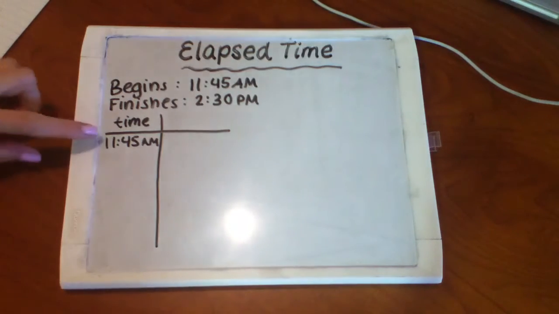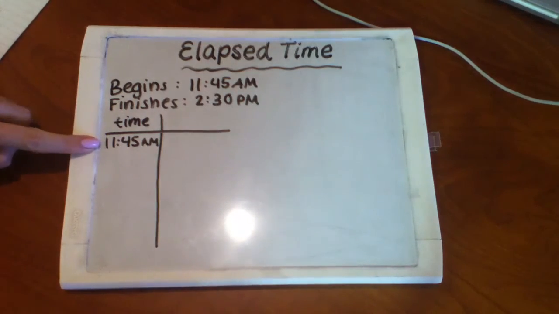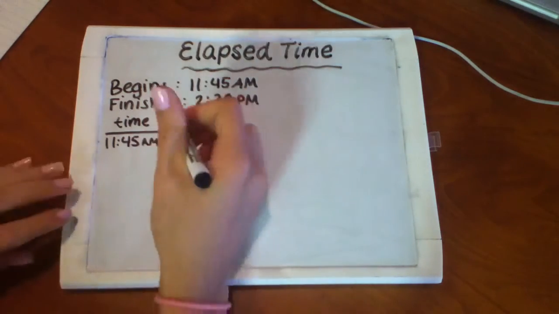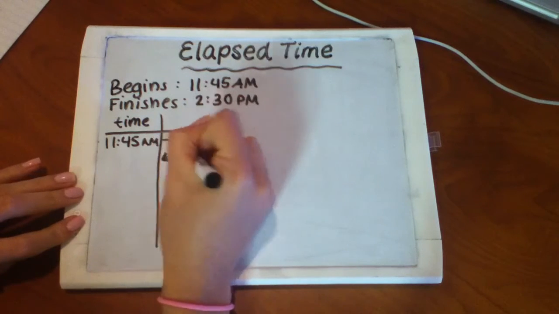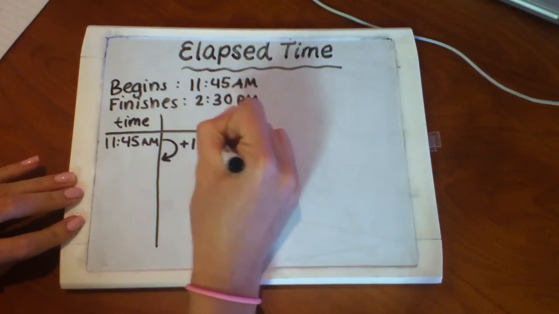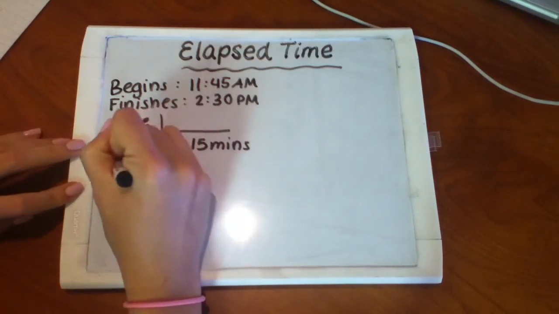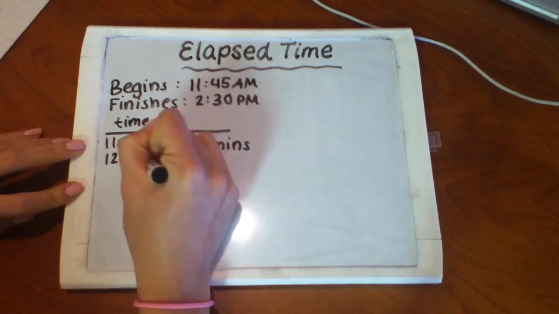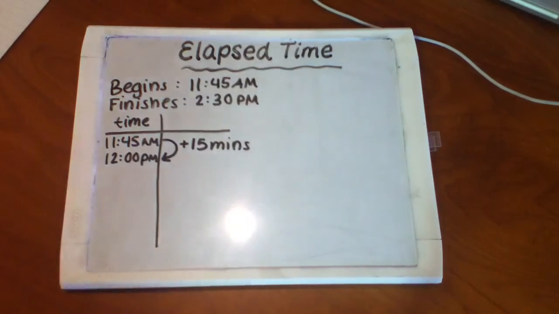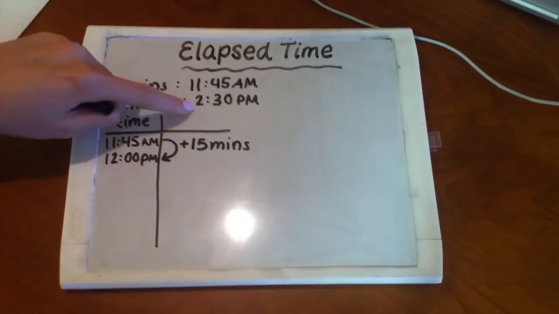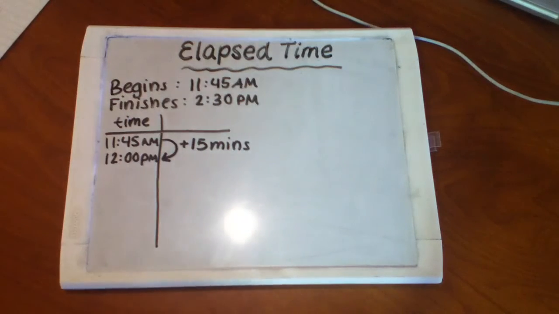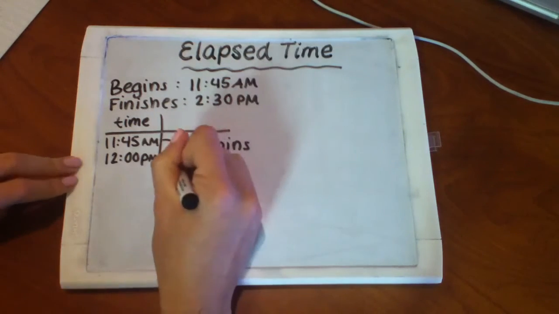So to get to 60 from 11:45, that would mean that we need to get to 12 o'clock or noon. So to do that, we have to add 15 minutes. I like to put an arrow to show, and that would bring us to 12 o'clock p.m. Now we have to get to 2:30, so we have quite a bit of time we can pass. Instead of adding by 15 minutes, we can just use the make 60 approach and just add an hour, which is 60 minutes.